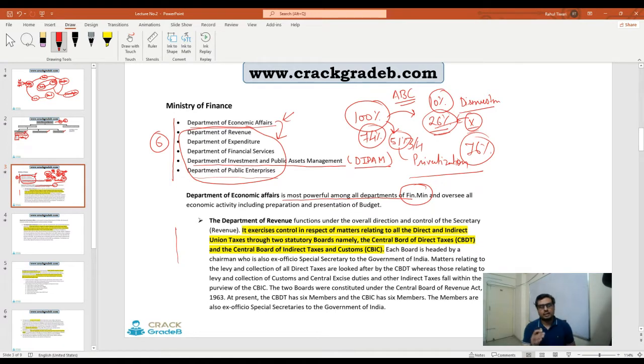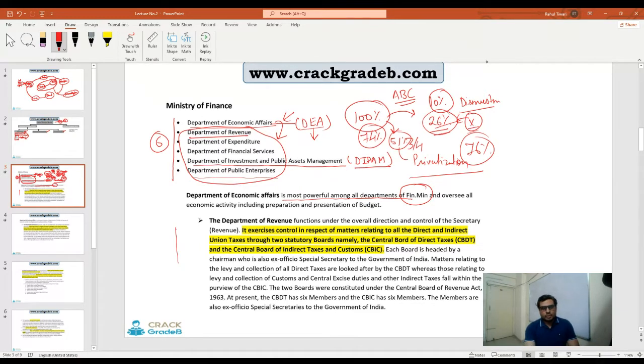So whenever you are reading the newspaper, keep this in mind. Sometimes in short it is known as DEA. So it's very important, and its role is to supervise all of the departments, and it is also responsible for the preparation and implementation of the Union Budget, right? After that, the second is the Department of Revenue.